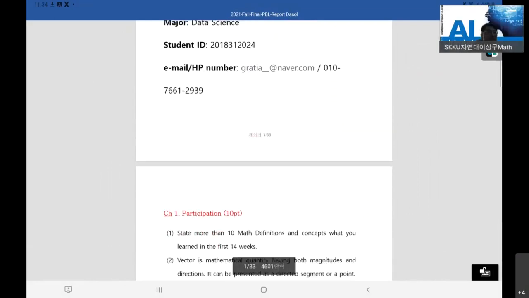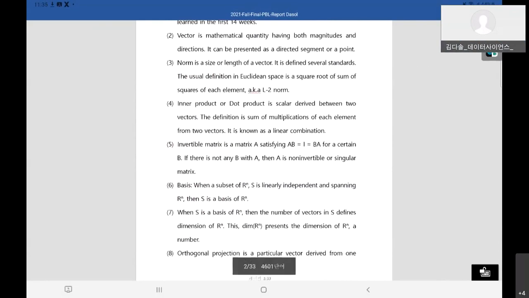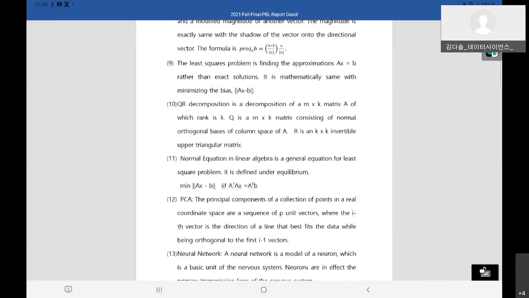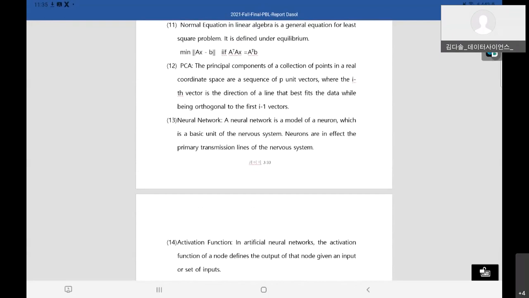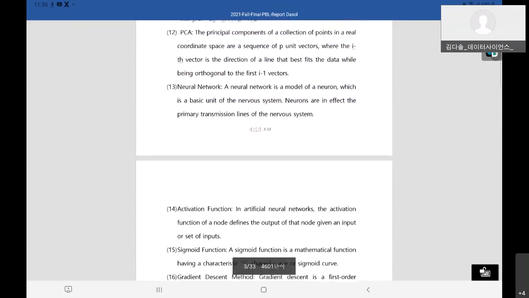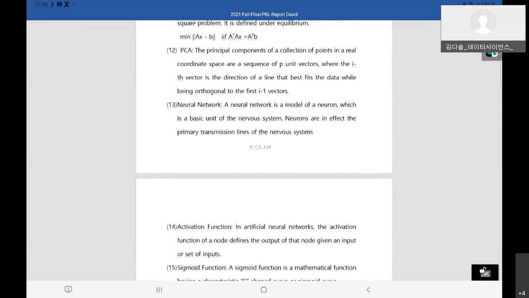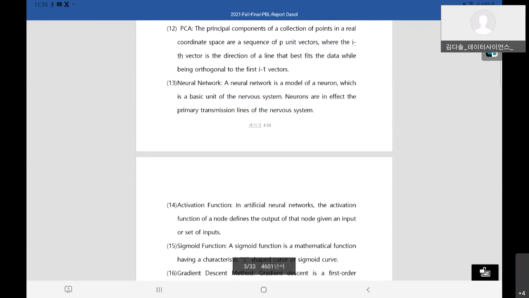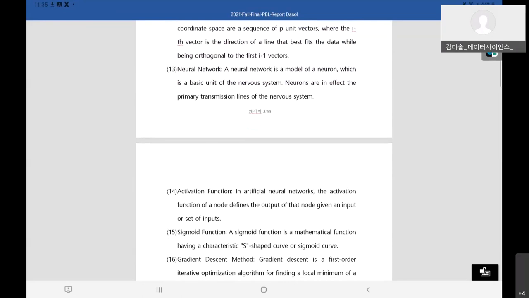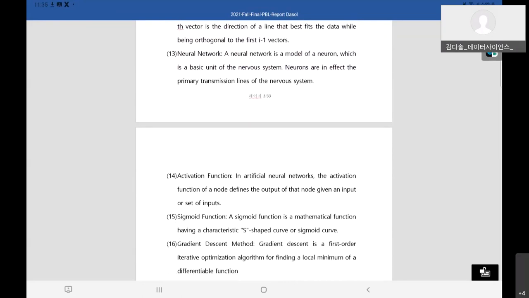Okay. This is my PBL report, and this is the scope of the midterm. So the PCA is what I learned in this semester, 5 things in the midterm scope. First is the PCA. Actually, PCA is the most important thing in this semester, not only for me but for all the students. The things are well explained by other papers, and neural networks. And what I learned, I can explain now what a neural network is.